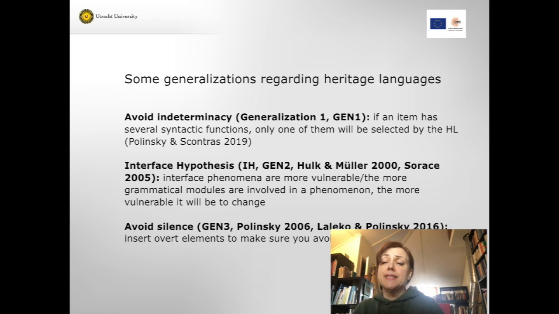And then you have avoid silence, which is some sort of an extension of avoid indeterminacy. Heritage speakers do not like ellipsis. They do not like prodrop. They do not like whatever they need to attach reference to, and they need to compute the reference for, and the reference is not so clear. This is just a general principle that we see over and over again.